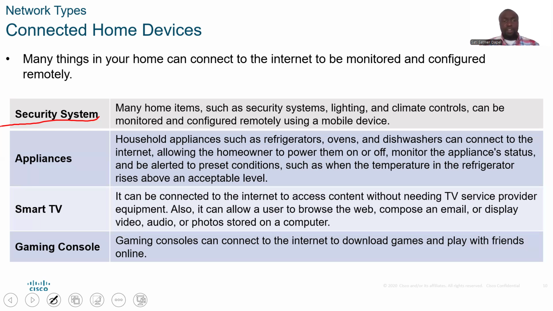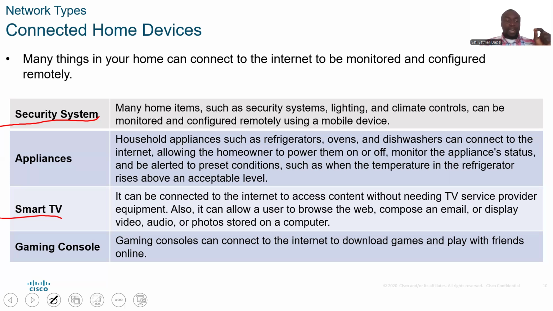Another one that is very common to us is the smart TV. It can be connected to the internet to access content without needing TV service provider equipment. All right. Once you connect to the internet, either wirelessly or using cables, you can even watch Netflix, you can watch some YouTube, you can watch a lot of device applications. All right. You can even browse the internet on those TVs. You can even send emails if you so wish. You can play audio and things like that.